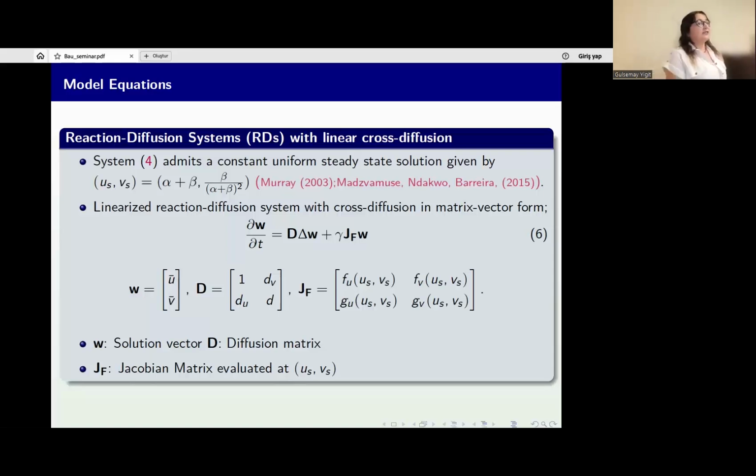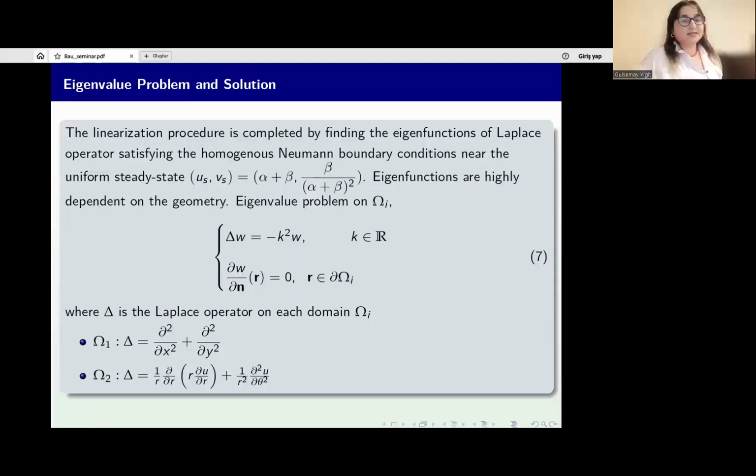So therefore, we have the linearized matrix vector form in a compact form, you can see. And where we have the W as the solution vector, we are interested in finding U and V diffusion matrix. I showed you the experiment in the beginning about this. And G is the Jacobian matrix. And those values are calculated at the uniform steady state.